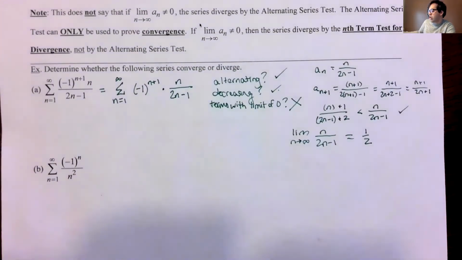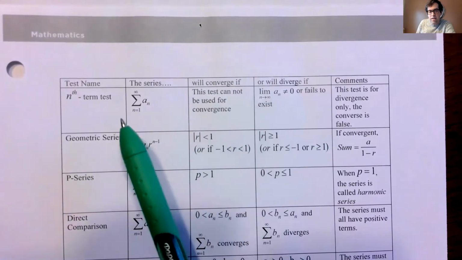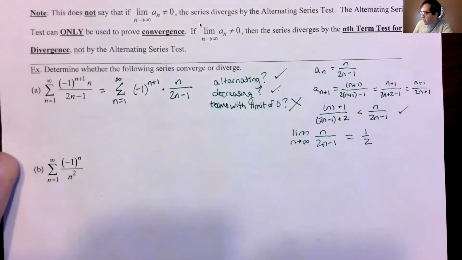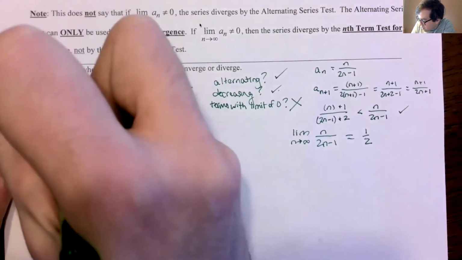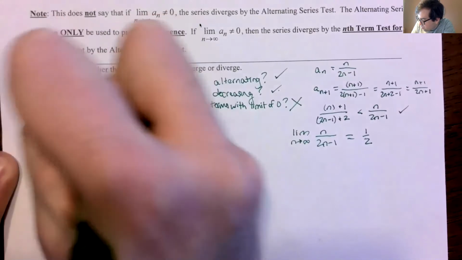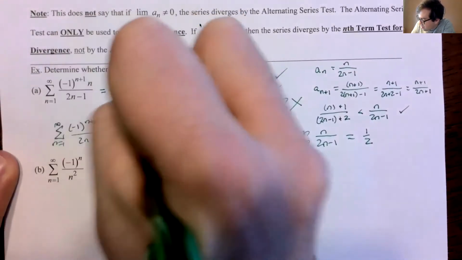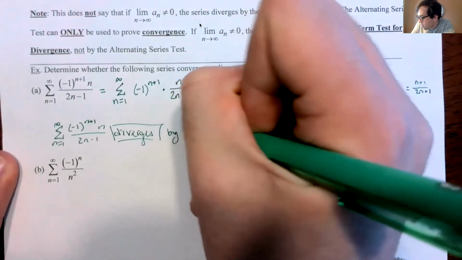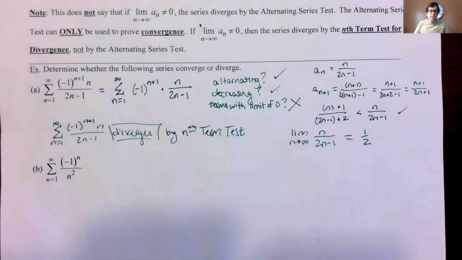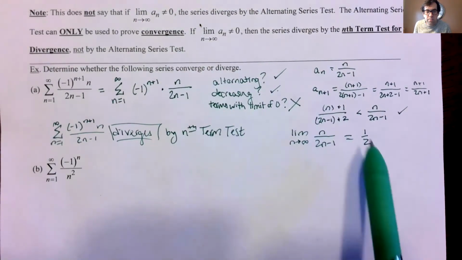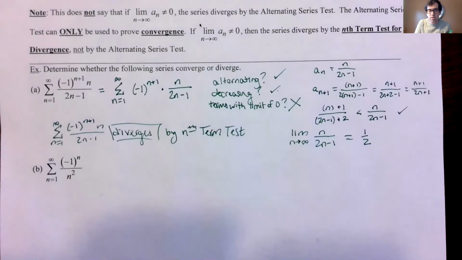So if we check back on our chart again, if the terms don't approach 0, then we are going to diverge by the nth term test. So this original series, I'm going to write out the original series. That series diverges by the nth term test. All right, and that is all we need to write there. We've shown that this limit equals 1/2, so the terms don't have a limit of 0. So we diverge by the nth term test, not by the alternating series test.